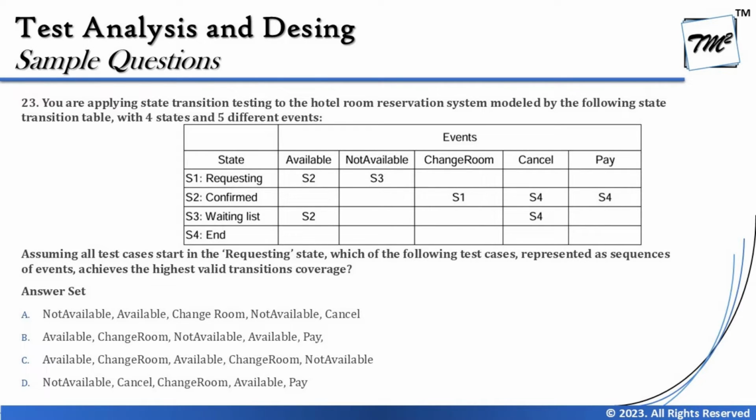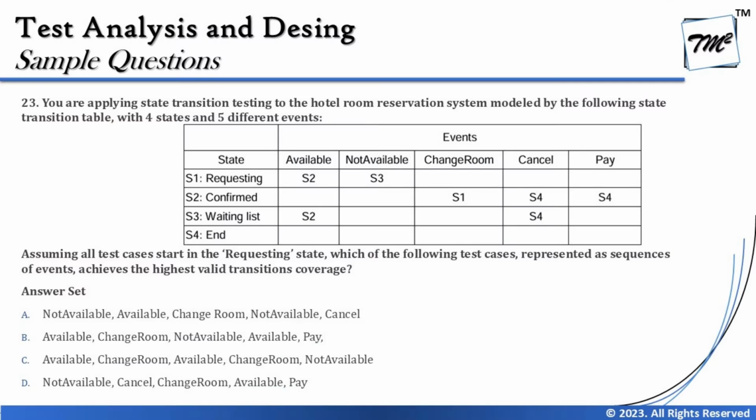And if I take option D into account, that is not available, cancel, change room, available, and pay. In this, the sequence of 5 events does not represent a feasible test case, because after cancellation you cannot proceed ahead, right? Because you have canceled, it should go back to requesting, and based on requesting it should come back to other things. Our scenario says that the initial point of kickoff is requesting, but when you cancel somewhere in between, it should again tell me to start with requesting itself, which I don't see in option D. That's where I can define that option D is not a test case at all.